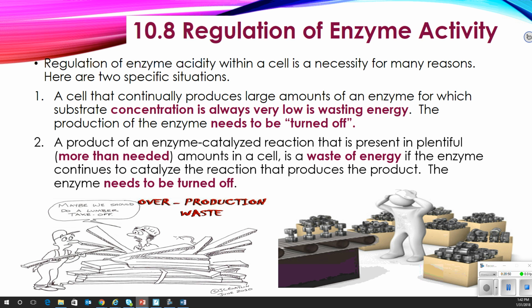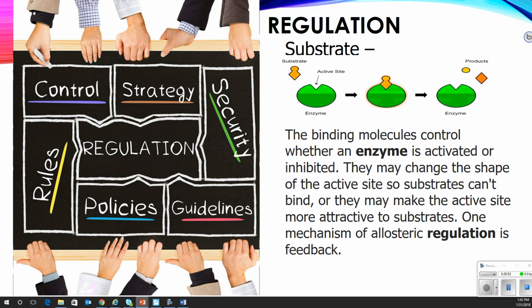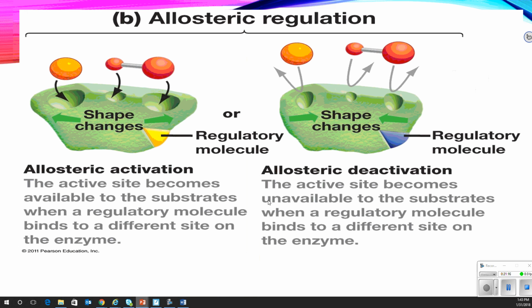Are we okay to go forward? Okay, so binding molecules control whether an enzyme is activated or inhibited. I think of it like an on and off switch. They may change the shape of the active site, so that would be a competitive or non-competitive? Non-competitive. Or they go into the active site, which would be competitive. Okay, one mechanism of allosteric regulation is feedback. So this is another way we can do it.